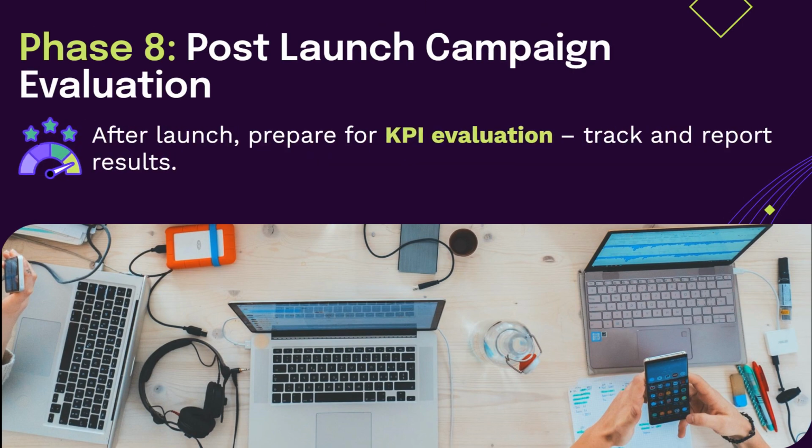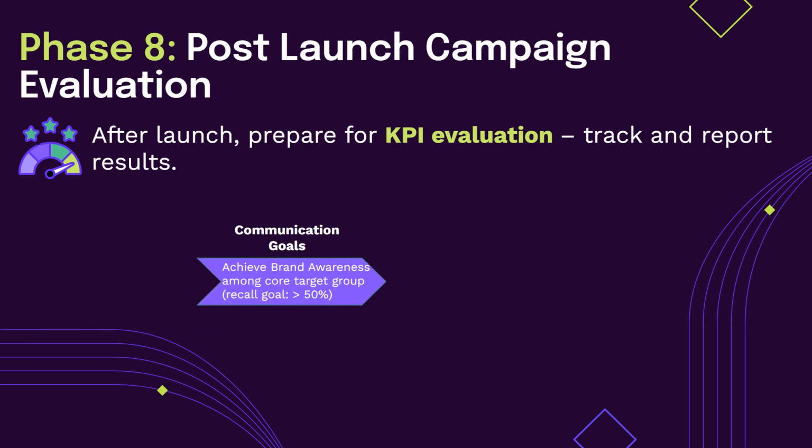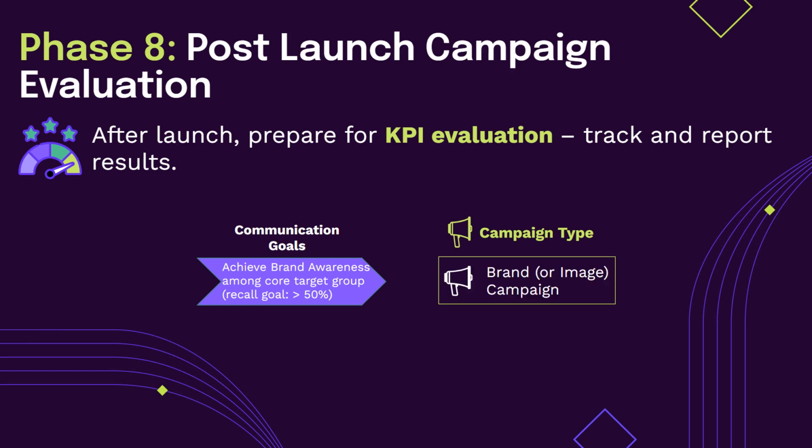After launch, we prepare for KPI evaluation and track and report results. The campaign planning process should always include the definition of metrics that will allow the planner to measure the performance of the campaign. While this should be a requirement, it often isn't. Identifying which metrics are the most appropriate depends on the communication goal of the campaign and the ability to provide answers. In the case of a brand campaign, pursuing the goal of increasing awareness for brand XYZ requires the measurement of awareness before and after the campaign, which is not always an easy or reliable task.